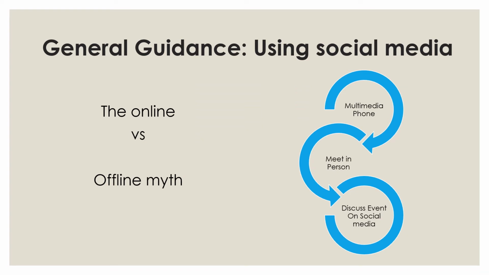The online versus offline myth. There is a general misconception that there is a huge divide between online and offline activities. However, we know that isn't true. For example, a person may see an advertisement for a movie on Facebook. They may have a text conversation with their friend about going to the theater on their multimedia phone. They may purchase the tickets online. They may attend the movie in person, then tweet about the movie the next day.